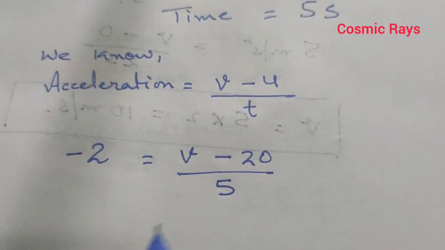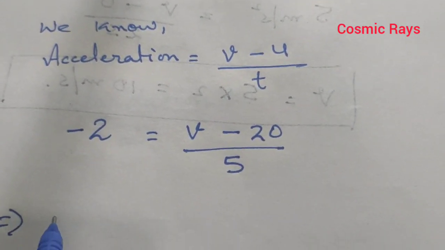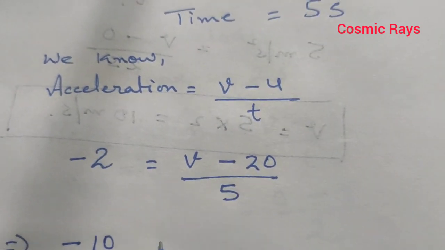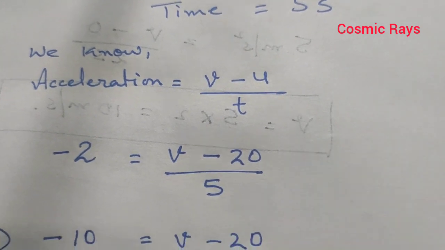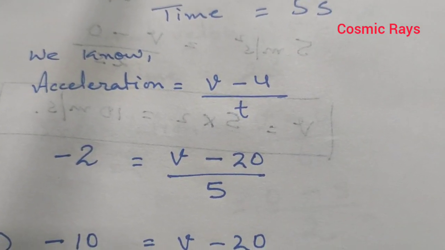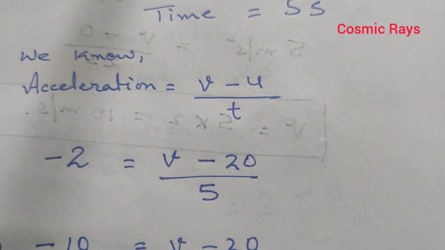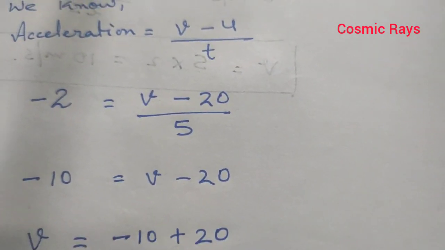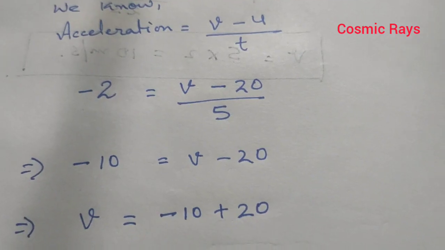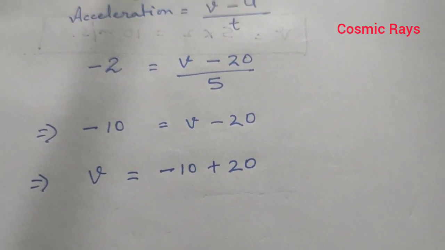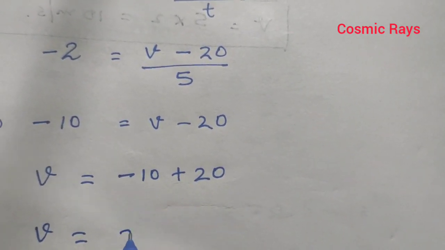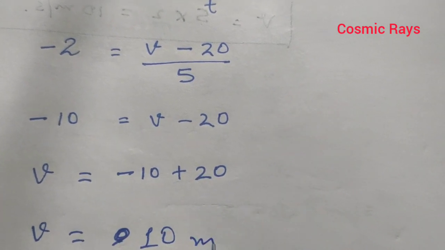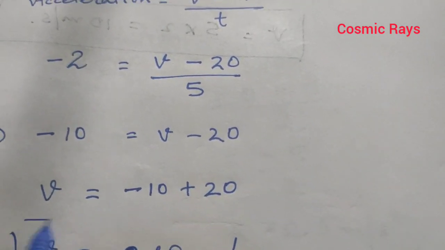So when we cross multiply, this implies 5 into minus 2 is minus 10 is equal to v minus 20, or simply v will be equal to minus 20 going this side becomes plus 20. So we have minus 10 plus 20. So it comes to final velocity is plus 10 meter per second. This is the answer. We go to the next question.